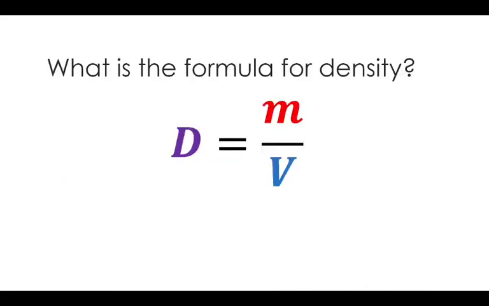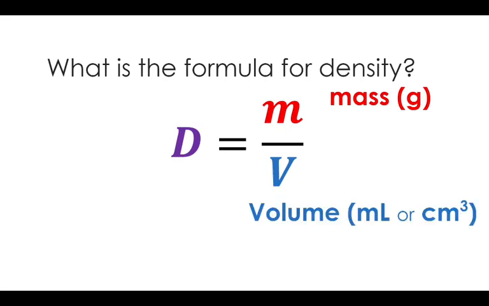So next, what's the formula for density? Well, density D equals m divided by V, and that m stands for mass, and our mass is generally going to be measured in grams. That V that we're dividing by is volume, and we're either going to have our volume have the units of milliliters or centimeters cubed. They are equivalent. 1 milliliter is equal to 1 centimeter cubed, so people kind of use them interchangeably.